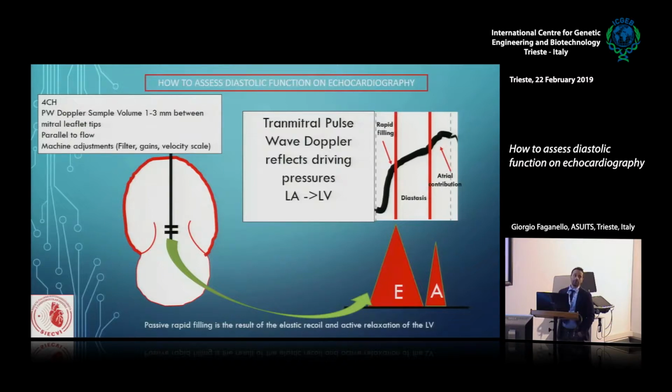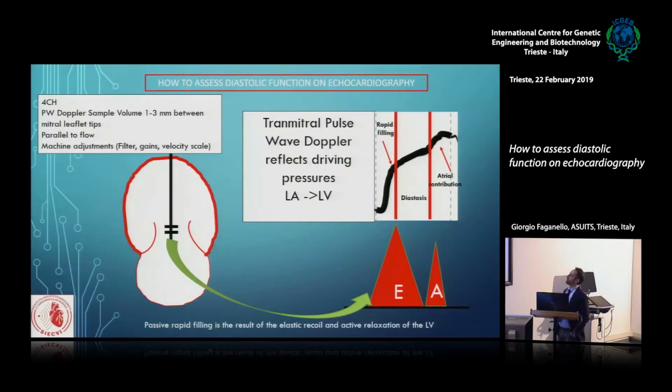With a pulse wave Doppler, you put your cursor of the pulse wave in between the tips of the leaflets of the mitral valve. Okay, you are on the 4-chamber view. Sample volume will be between 1 and 3 millimeters. You must be parallel to the flow. And then you need to make the adjustments to your machine, filter, gains and scales, of course velocity scales.